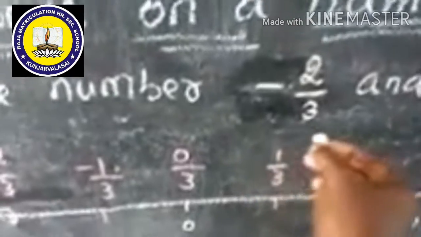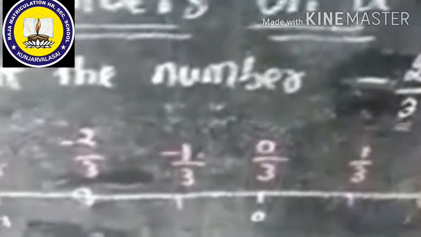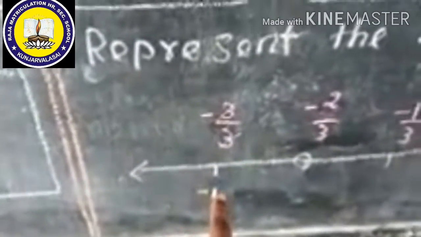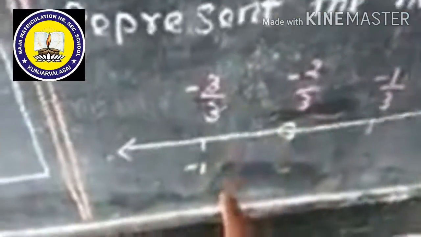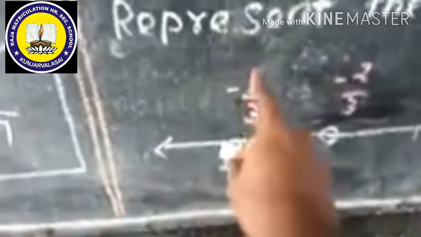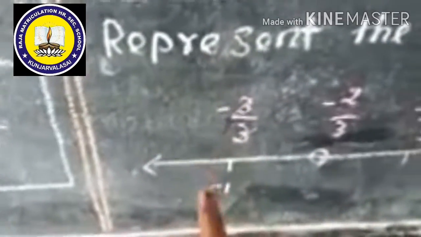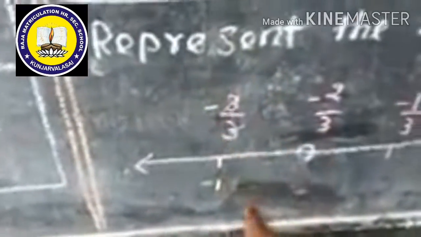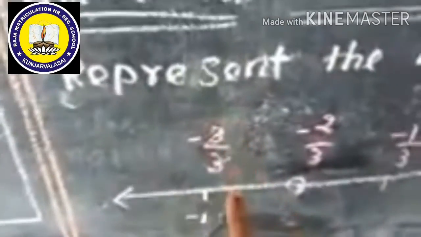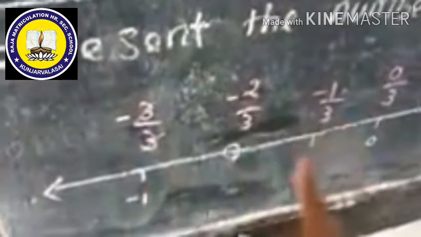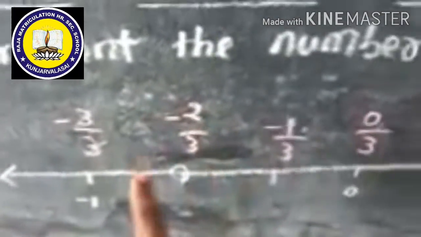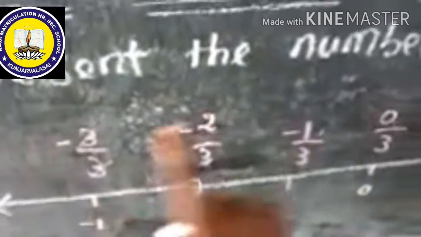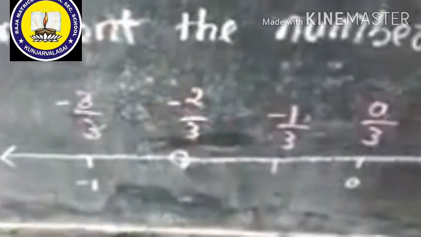Let's see about the denominator 3. We take minus 1 as the first number, but its equivalent is minus 3 by 3, because if we cancel the 3 by 3, the answer is minus 1. So minus 1 can be written as minus 3 by 3 at any time. So minus 3 by 3 is the first number. Then the second number is minus 2 by 3, because this number line is of integers. In the negative portion we go toward the right side in descending order.